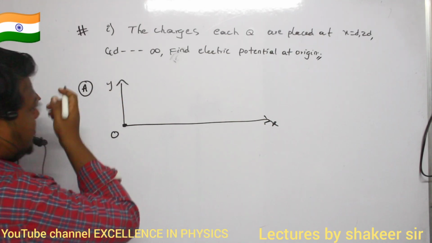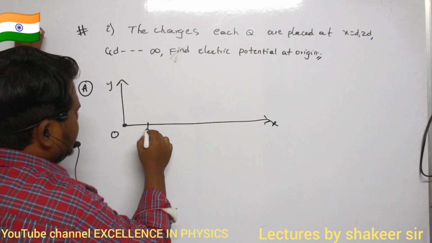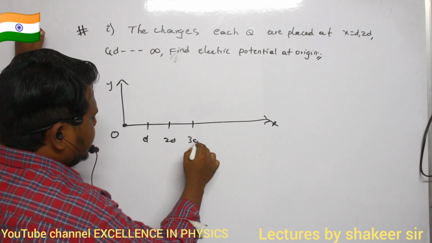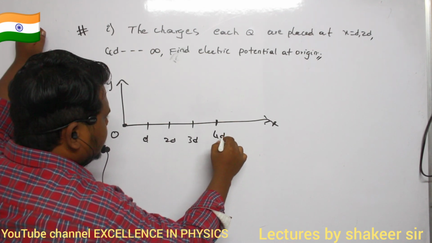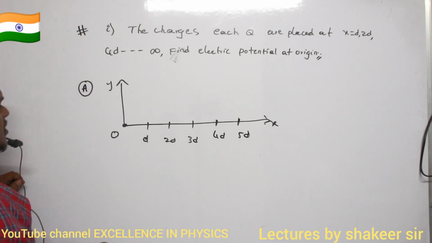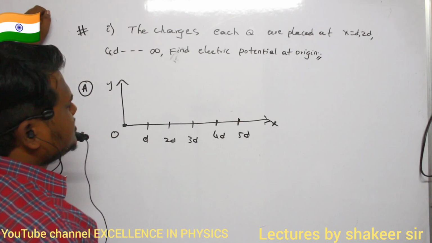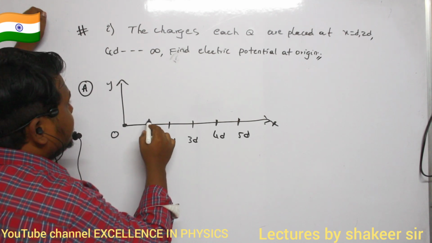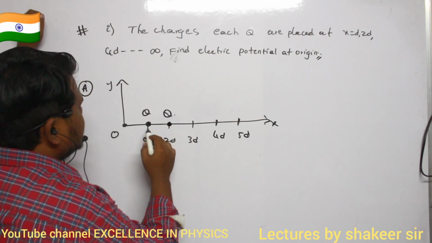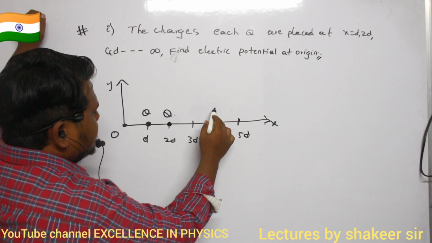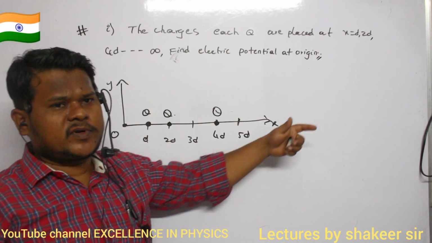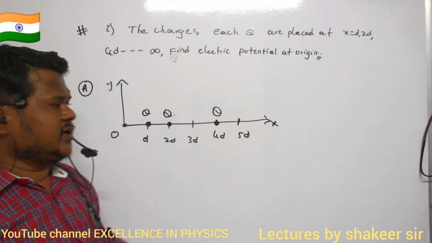So where are the charges present? Let it be d, 2d. This one is 3d, this one is 4d, this one is 5d. So these are the distances. First of all, at x equal to d, a charge Q is present. Next at 2d, one more charge is present. Next at 4d is the next charge, and charges go on like this, arranged up to infinity.